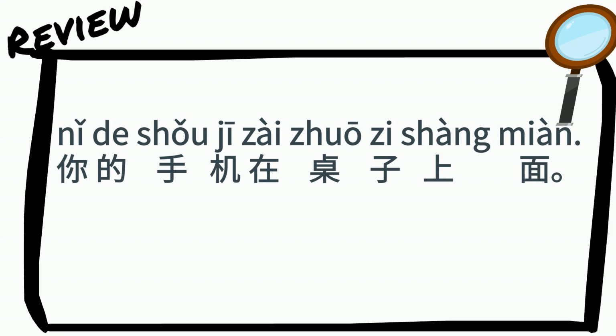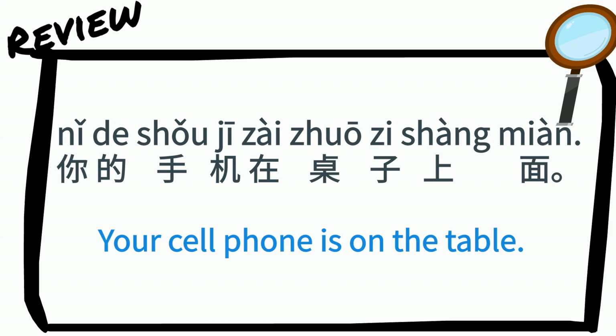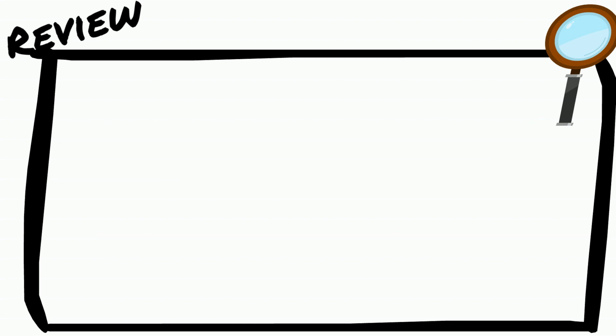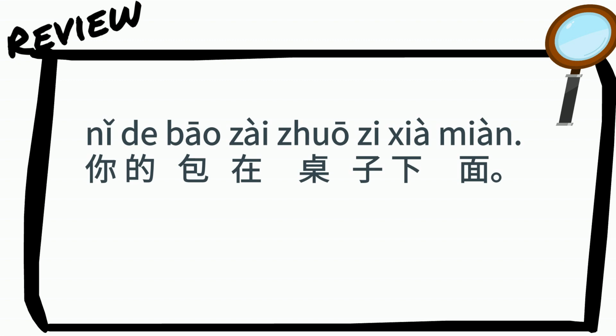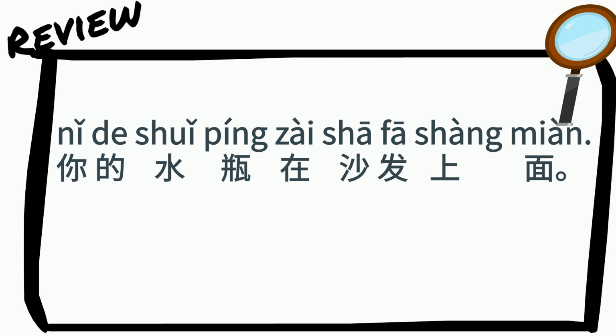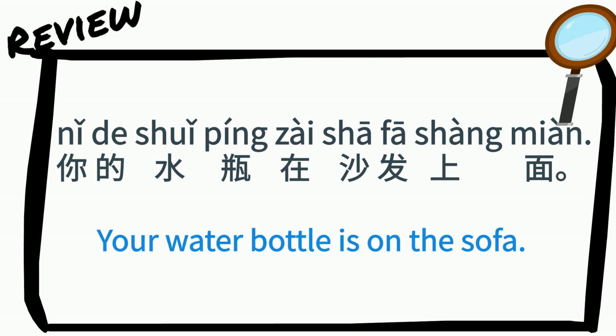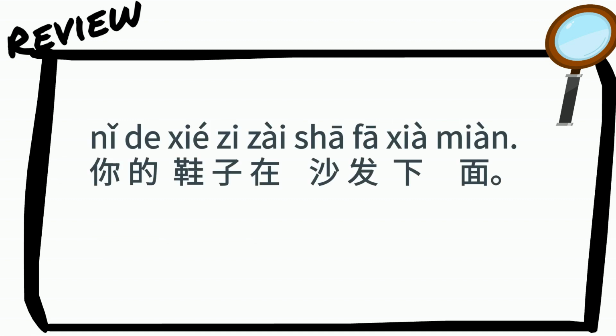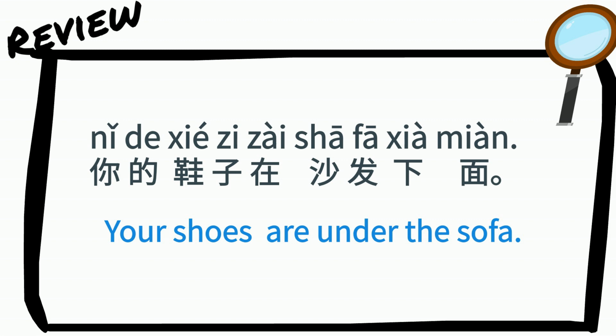你的手机在桌子上面 Your cell phone is on the table. 你的包在桌子下面 Your bag is under the table. 你的水瓶在沙发上面 Your water bottle is on the sofa. 你的鞋子在沙发下面 Your shoes are under the sofa.